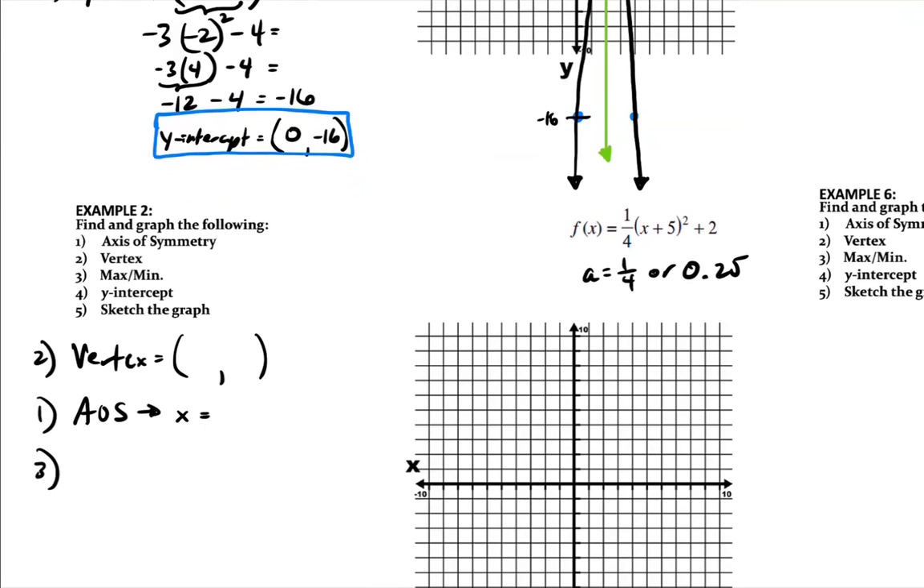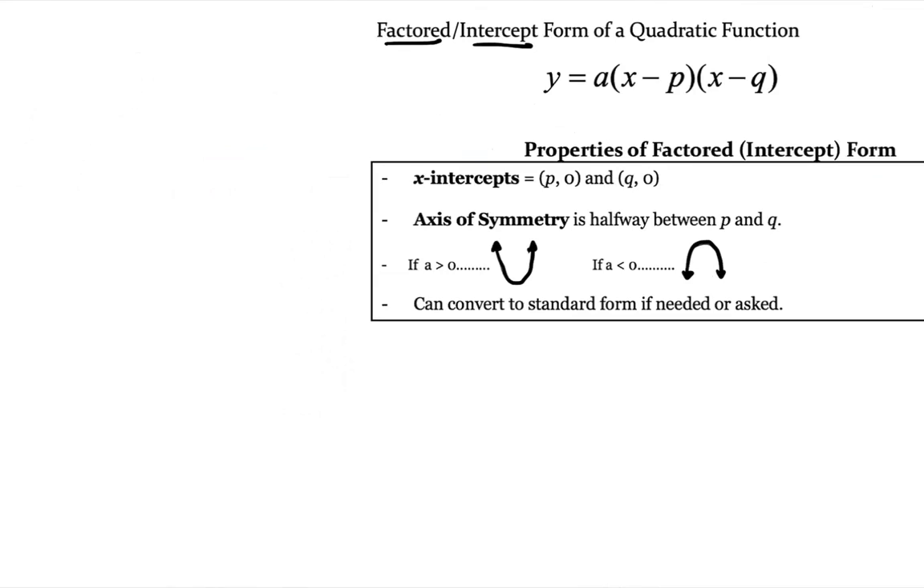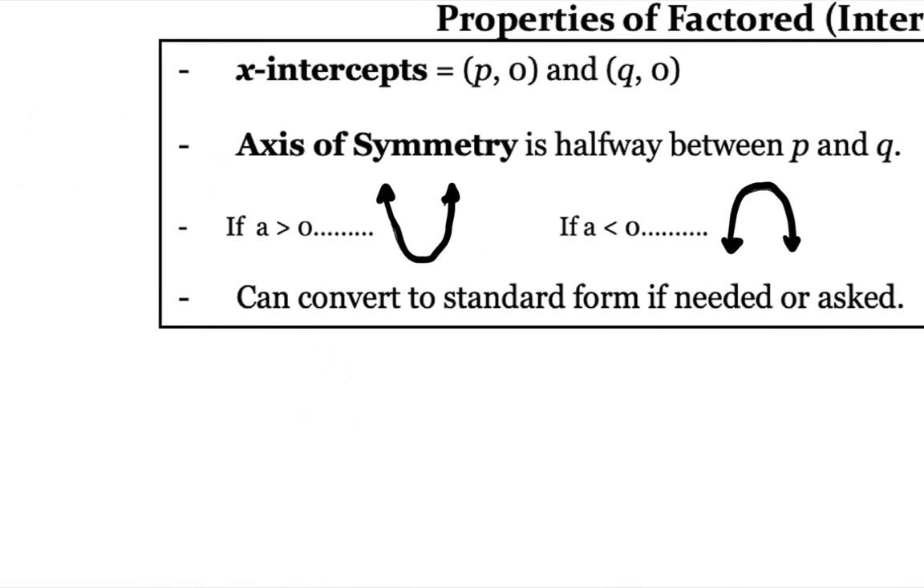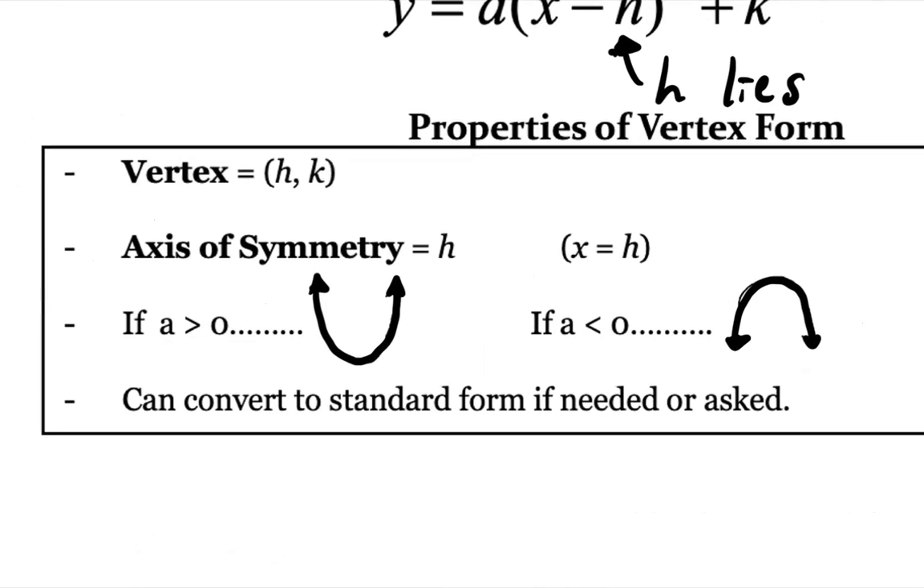So is it going to be arrows down or arrows up? If arrows are down, then it's going to be a maximum. If arrows are going up, it's going to be a minimum. Right here. If A is positive, arrows are going up. If A is negative, arrows are going down.